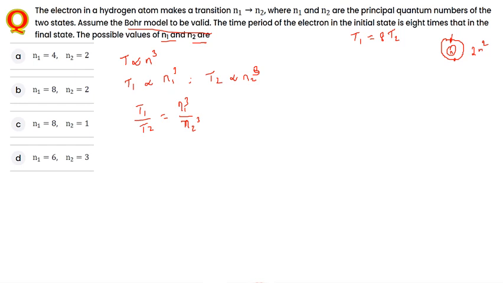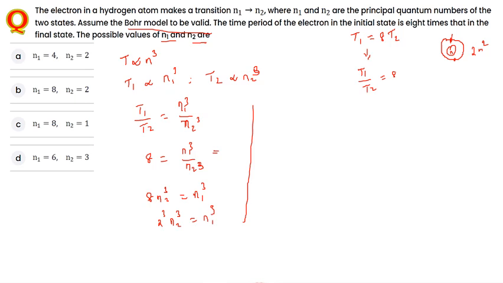From this topic, they have already mentioned T1 divided by T2 here is 8. So 8 is equal to n1 cube divided by n2 cube. So 8 n2 cube will be equal to n1 cube. Take the cube root, that is 2 n2 equals n1. From this, n1 will be equal to 2 n2.